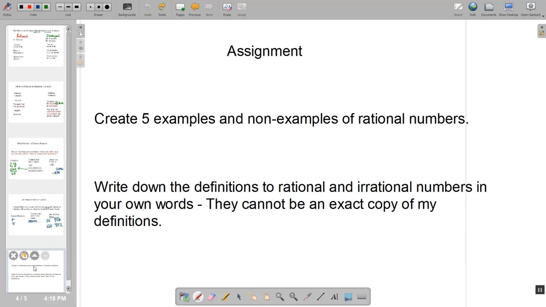So the assignment for this is I want you to create 5 examples and 5 non-examples of rational numbers. Write down the definitions to rational and irrational number in your own words. They cannot be an exact copy of my definitions, but they need to be something that you can easily understand. If you have any questions, please let me know.